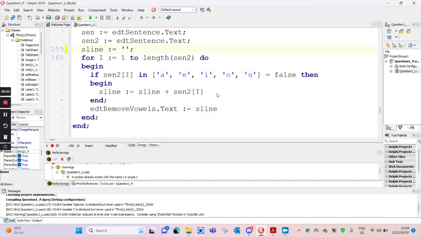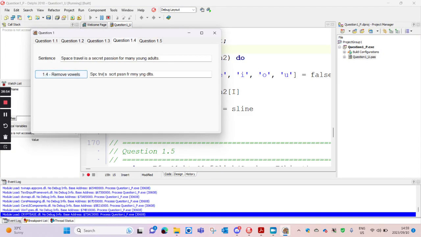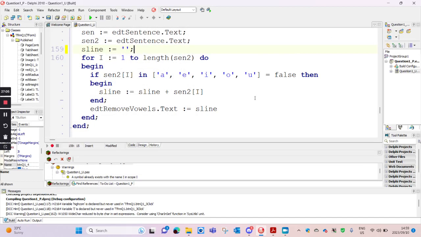So let's quickly run this one and see how it works. Remove vowels. Alright, there we have it, except all our ones where it was the first letter are still in here. Otherwise, good solution. Alright, so how can we cover for that now? Want to give us an idea? How do we not take the ones if it is the first letter of the word?